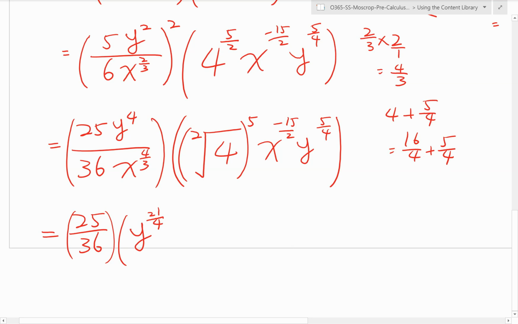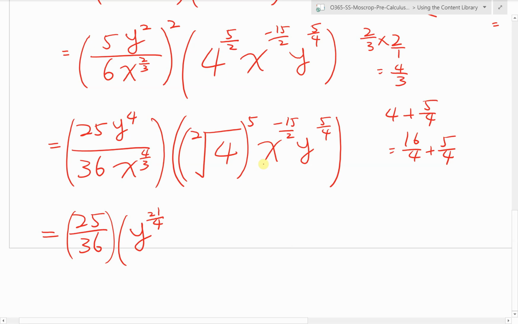Whereas x, this is actually dividing, right? Because this is in the denominator. This would have been in the numerator. Now, here's the thing. This is negative. I'm going to make this less complicated. It's just division, because this is numerator, this is denominator. We look at the exponents, that's positive 4 over 3, that's negative 15 over 2. So clearly 4 over 3 is bigger. So I'm going to subtract from the denominator.